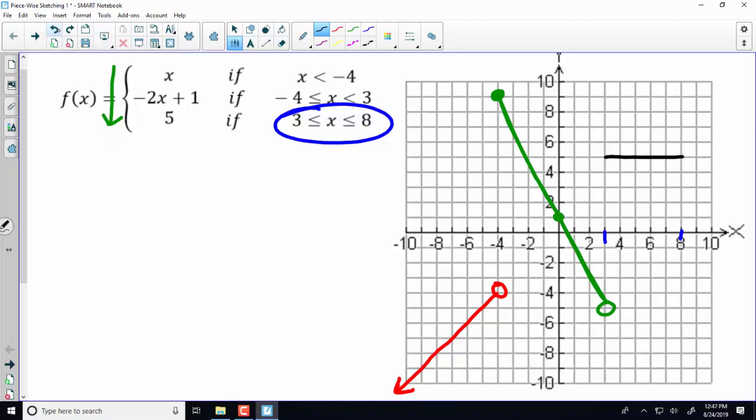Need to make sure we put something at the end. We have 2 equal to's here, so we get 2 solid points. That is the graph of the piecewise equation you see here.